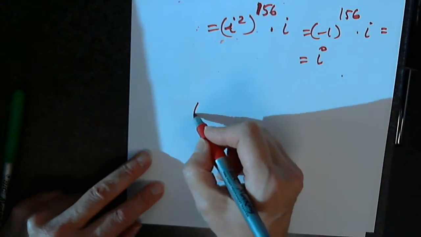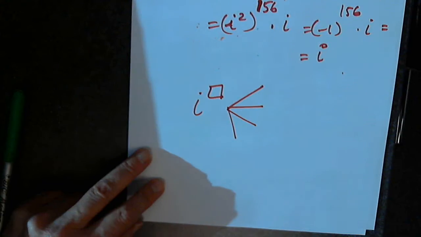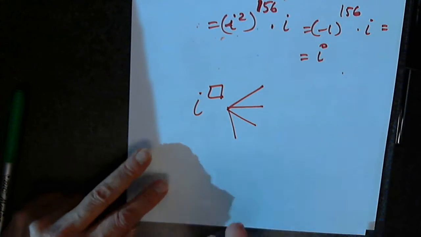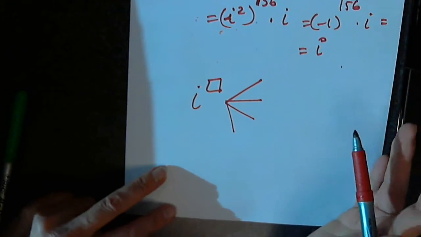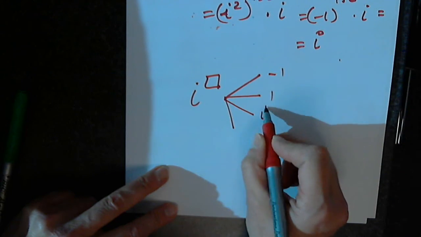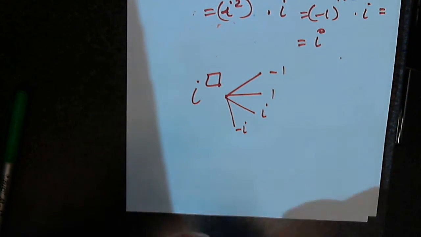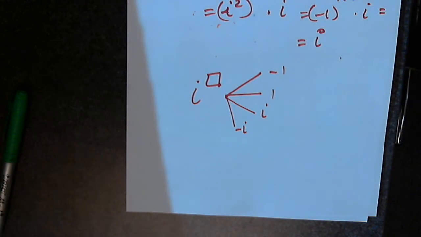So i to any power you want has only 4 possibilities. We only hit 2 of those. We'll look at the other ones on Wednesday. They are negative 1, 1, i, and negative i. These are all possible options. i to any power can be only negative 1, 1, i, or negative i.